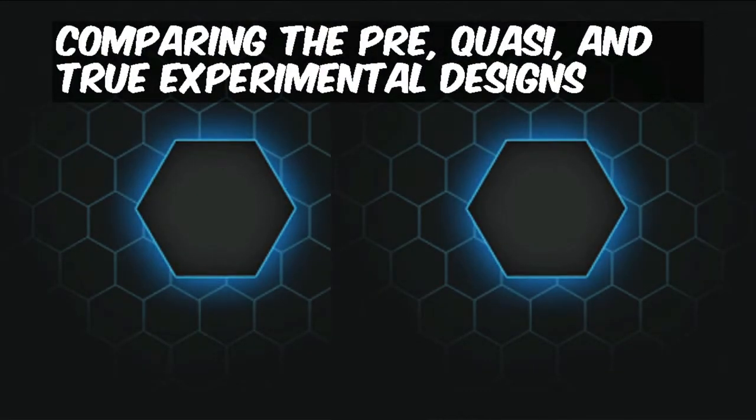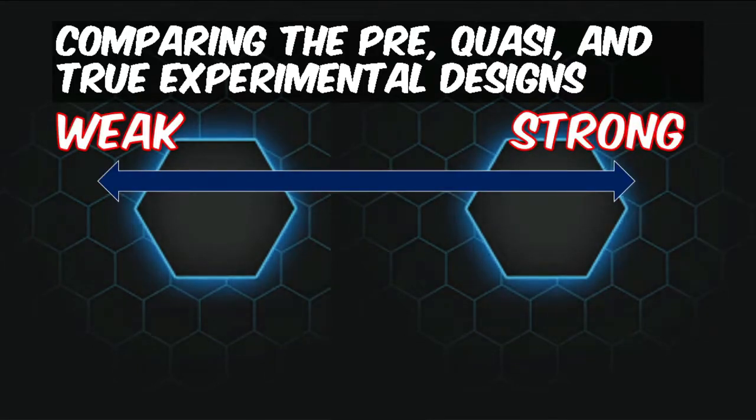Let us now compare the pre, quasi, and true experimental designs, the three subtypes of experimental designs. Which of them are considered weak and which are considered strong? And what is our basis for saying that it's a weak design or a strong design? So yes, if you recall the concept of internal validity, you are correct. The designs that threaten the internal validity of the research or of the experiment are the ones considered weak. Where the internal validity is high, those are the designs considered strong.